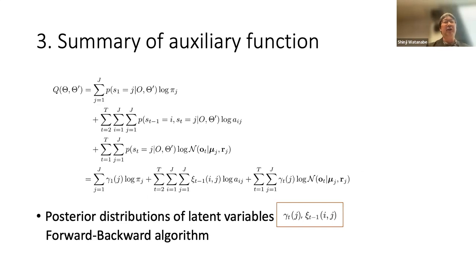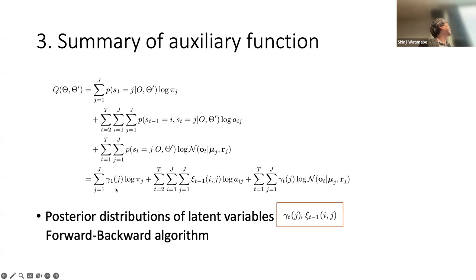And the third one is probably the most equation-heavy part, where I provided a lot of equations, and finally changed the summation over the sequence to each component, each term, that is the pi, a, and the parameters of the Gaussian. So we almost solved this Q function, the auxiliary function.